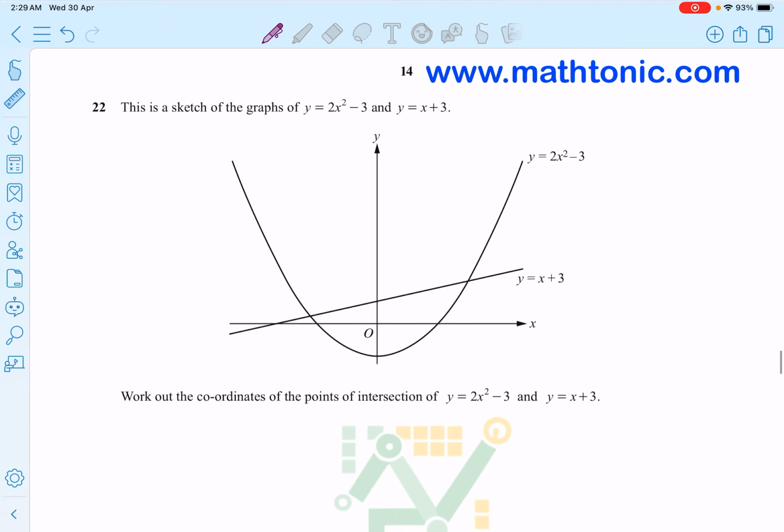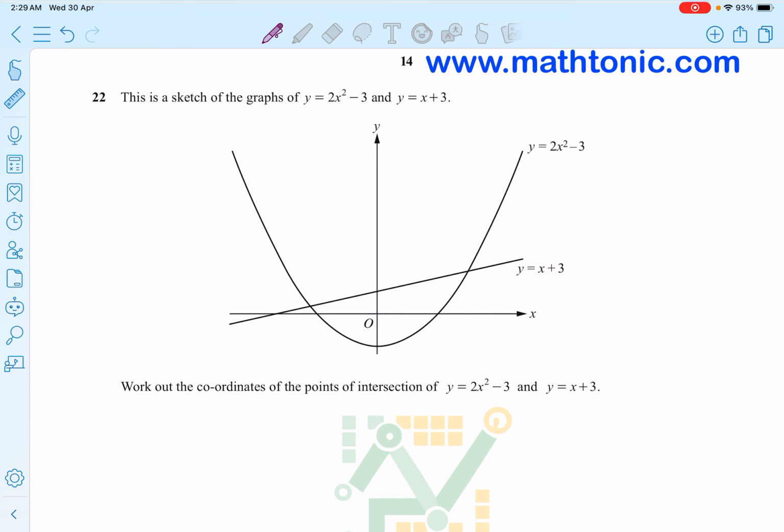Okay, next question is about curves. This is a sketch of a graph which is y equals 2x squared minus 3 and y equals x plus 3 is a straight line. This is a straight line and this is a quadratic curve we have.